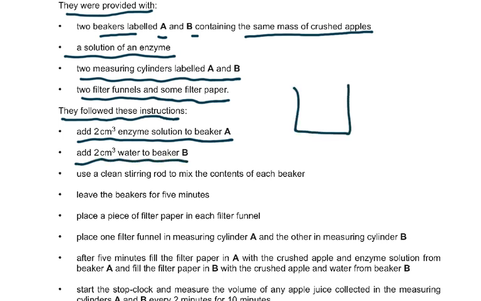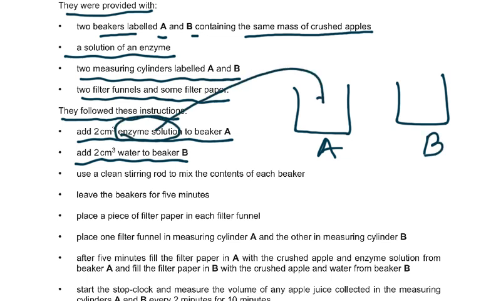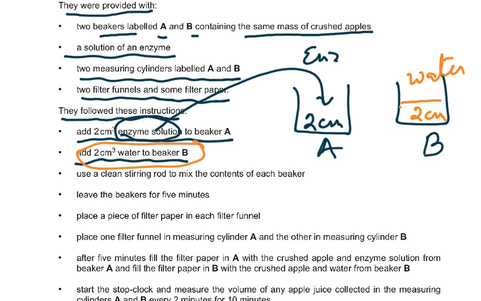So we have A and we have B. The enzyme, 2 cm cube, has been added to A, and 2 cm cube water has been added to B. So the volume is the same, but here we have added an enzyme and here we have added water. Use a clean stirring rod to mix the contents of each beaker. So they should be separate because in one we have got enzyme, so we must have 2 separate rods. Leave the beakers for 5 minutes.